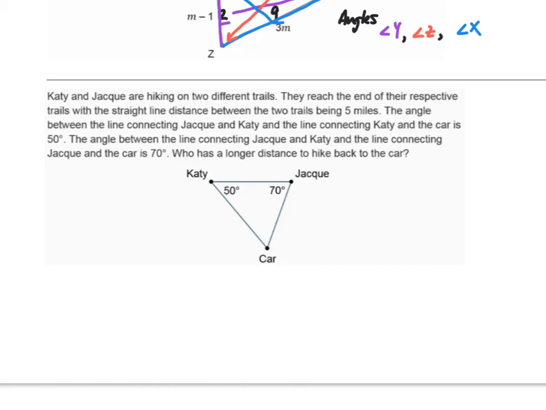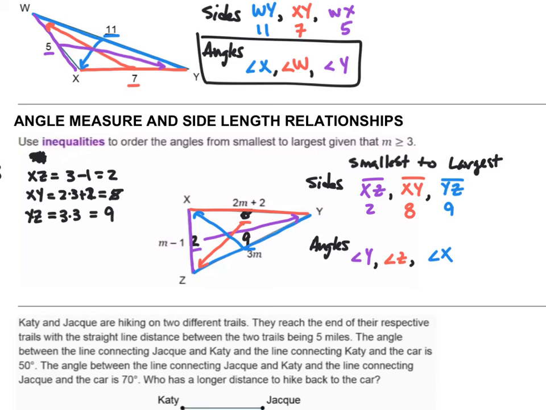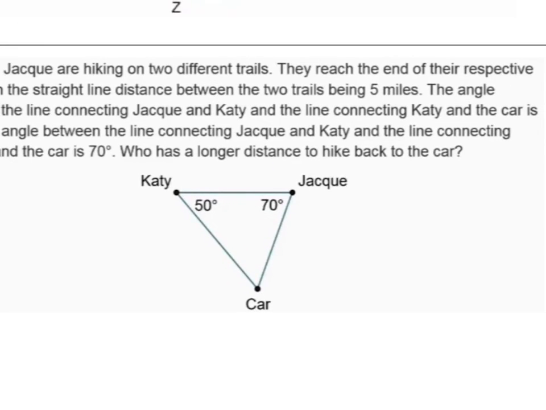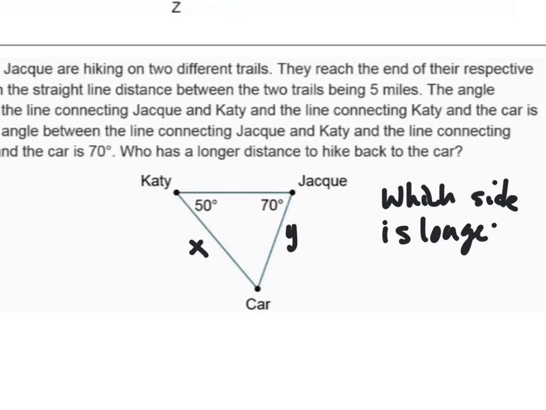That brings up a good question. Even when you have the angles and the sides, you can tell which sides are longer based on the angle measures. So what we want to figure out is which one of these sides is longest. I'm going to call these X and Y. Who has a longer hike back to the car?